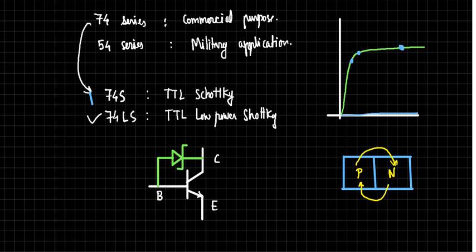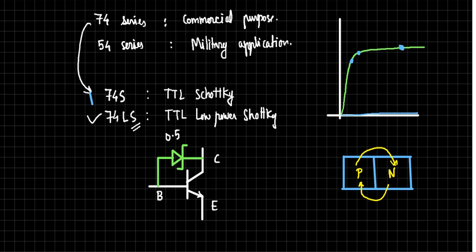Also, there is less storage time, which is very beneficial. Instead of spending 0.7 volts, just 0.4 or 0.5 volts is sufficient, and the switching is also very fast. Therefore, this Schottky arrangement is used, and low power is the totem pole arrangement. So in that sense, we are using 74LS ICs.